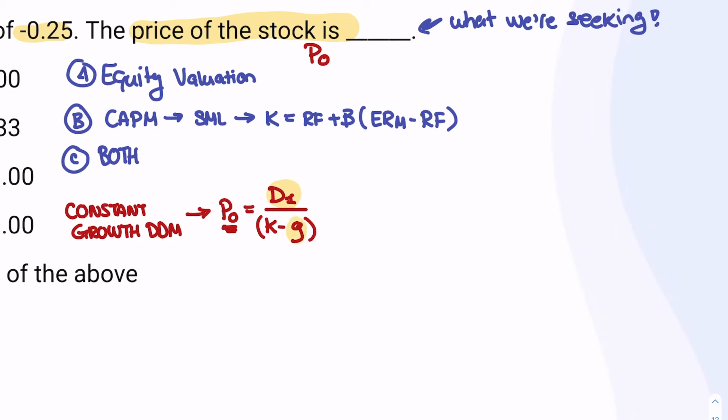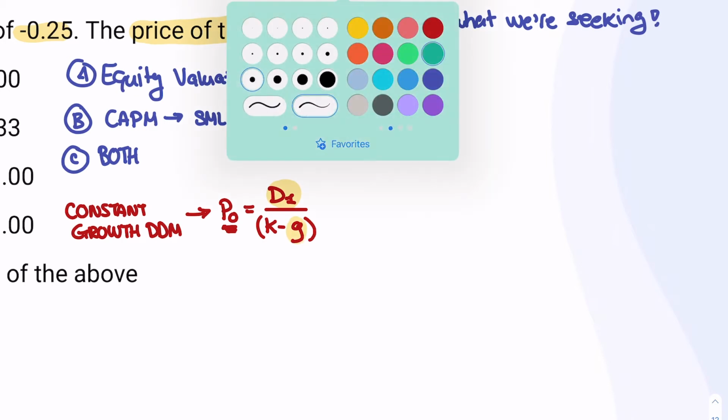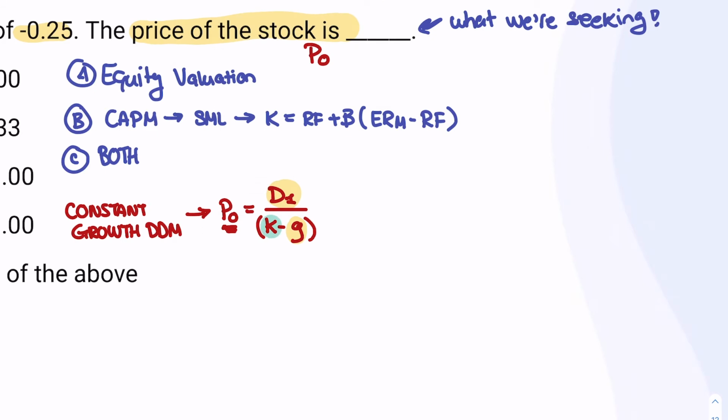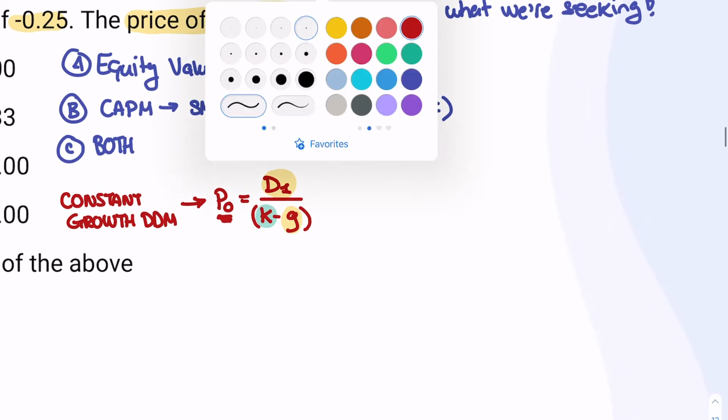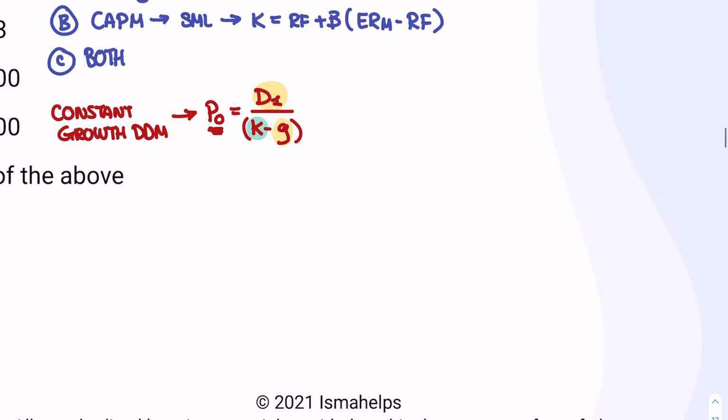We're not too sure about what is, in this case, our K. However, what we also have is this other concept, the SML line, and we could underline it right here. All right? And the SML line actually retrieves your K. Essentially, its goal is to find your required rate of return, your K.